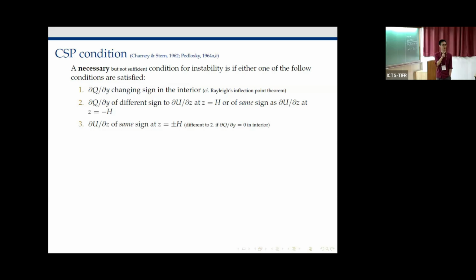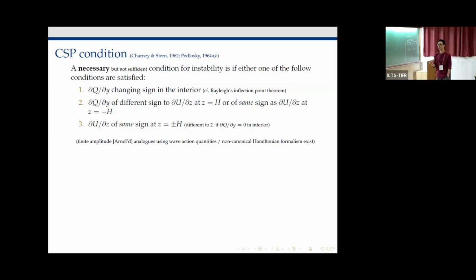It is a necessary but not sufficient condition if any one of these is satisfied. The logic I'd like to highlight is that you need at least one of these to have instability. But just because you have one of these does not mean you have instability. If you have none of these, you definitely don't have instability. So just be a little bit careful about this. This is necessary, but it's not sufficient.